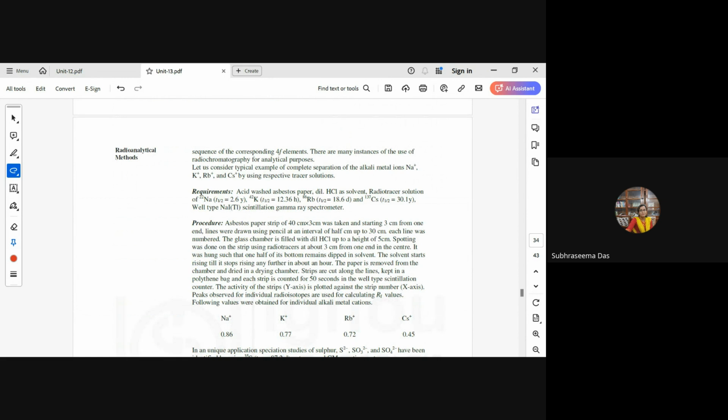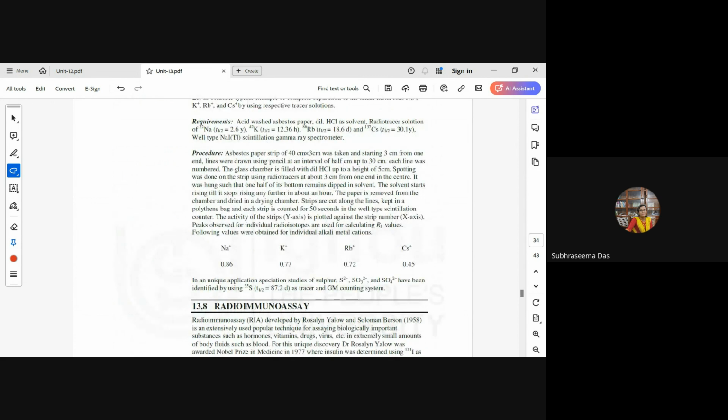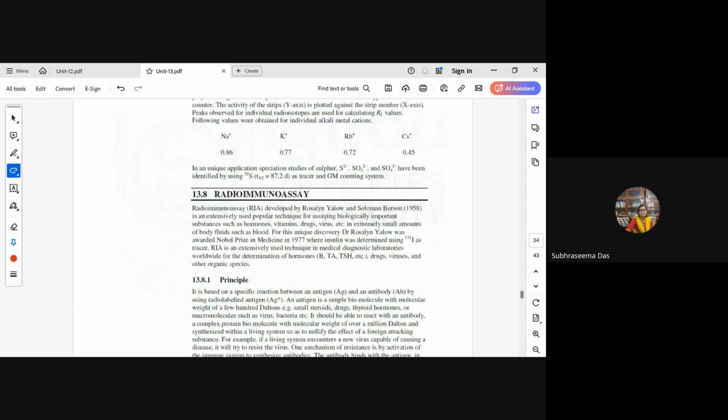Now let us consider a typical example of separation of alkali metals using respective tracer solutions. So here, by using proper asbestos paper that contains a radio tracer element, and a scintillation gamma ray spectrometer, which is made with sodium iodide in thallium, we can, looking at the activity of the particular alkali ions, determine the actual ions that are present in the analyte.